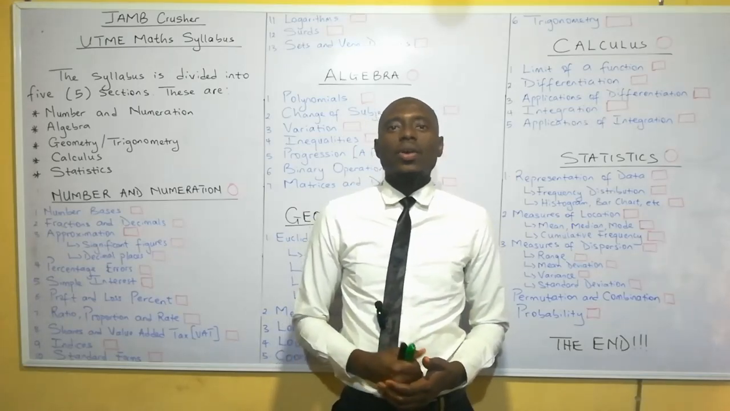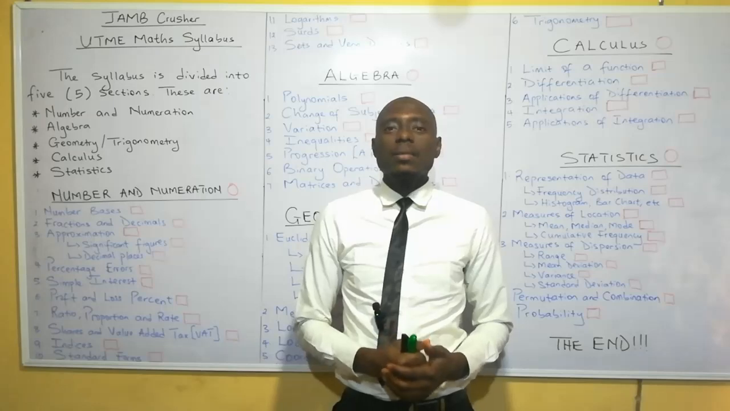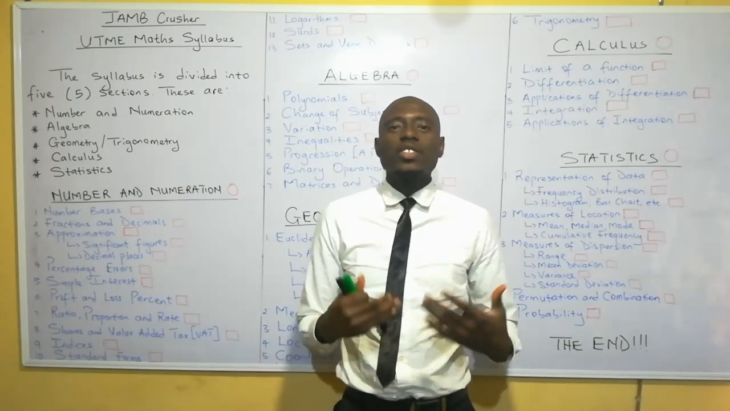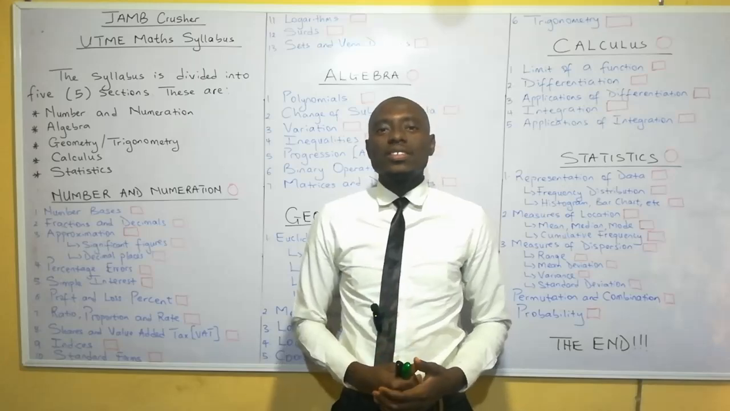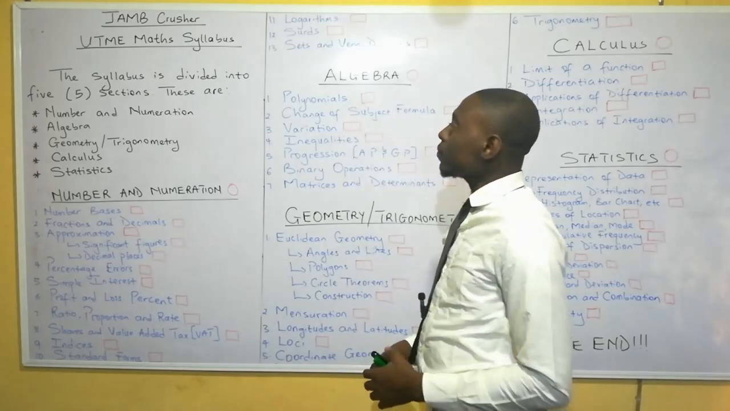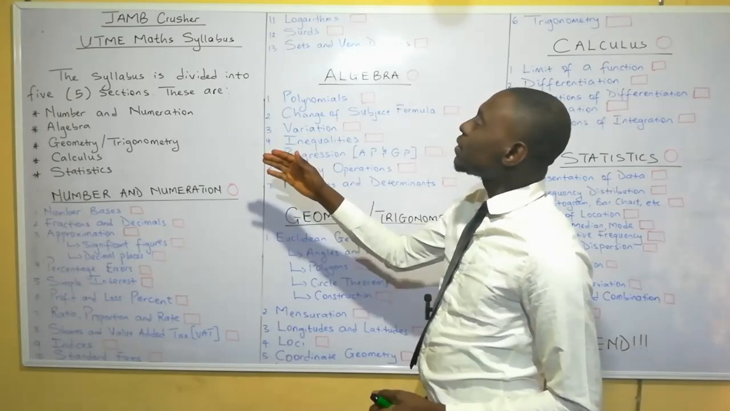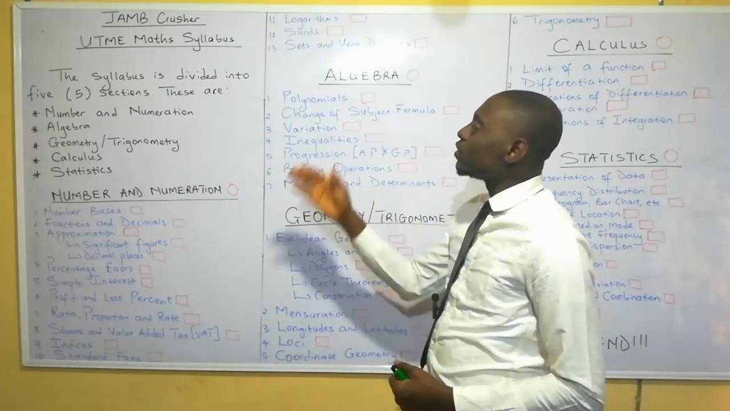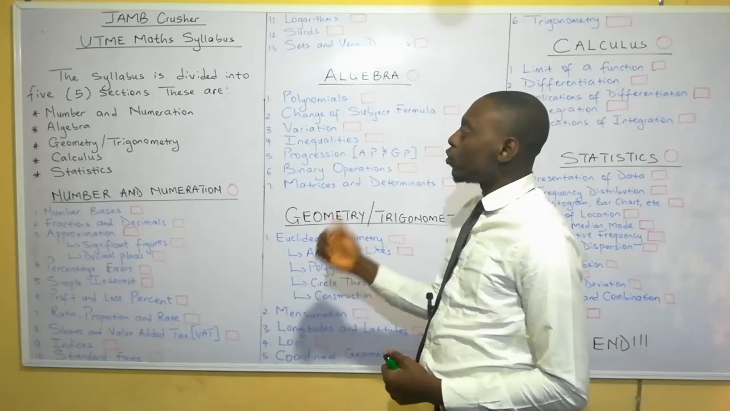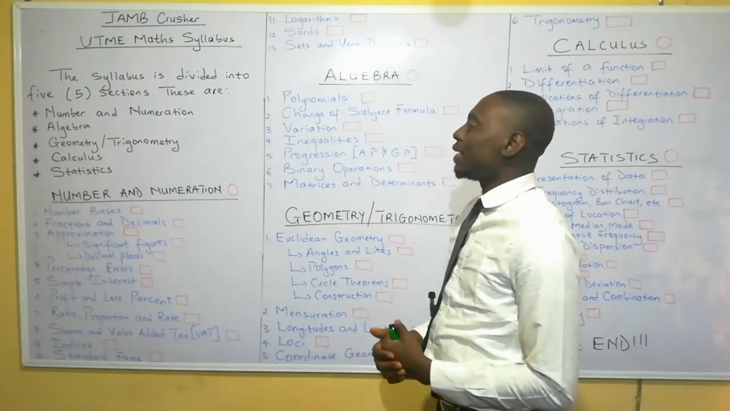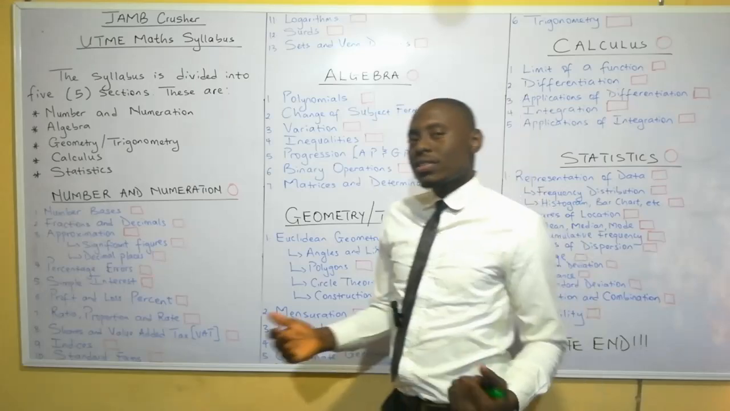So in today's class, I'm going to walk you through the JAMB's syllabus for mathematics. That is the topics you're expected to know before you sit for mathematics in JAMB. Now, the syllabus for mathematics is divided into 5 sections. These are number and numeration, algebra, geometry and trigonometry, calculus, and then statistics. Now, what does this mean?